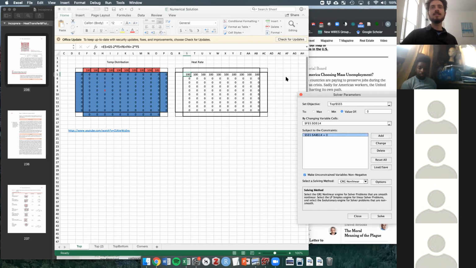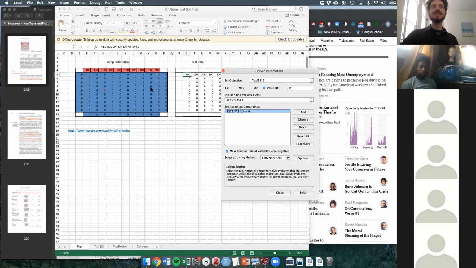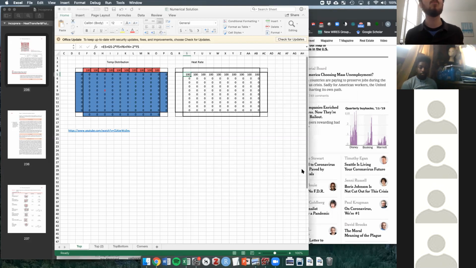So I'm telling this thing that it can modify these cells however it likes, and all I want is this cell plus the other 99, so all 100 of these cells, to equal 0. Okay? And I'm not going to tell you what's going on under the hood. Basically, I think it's just messing around until it starts to converge. The solving method is GRG nonlinear. Okay. Hopefully my computer doesn't overheat. I've never done this while also hosting a Zoom call.